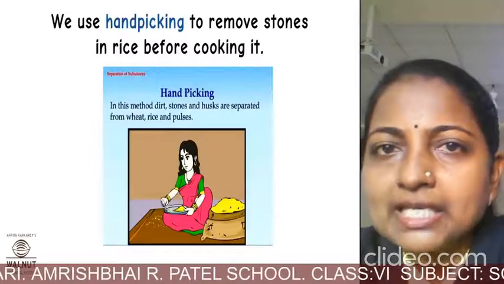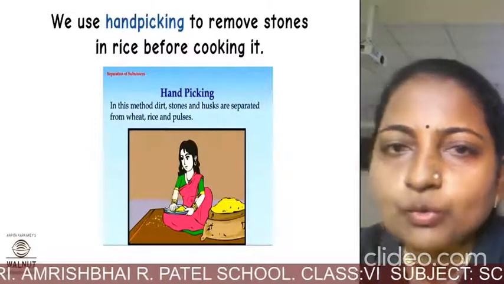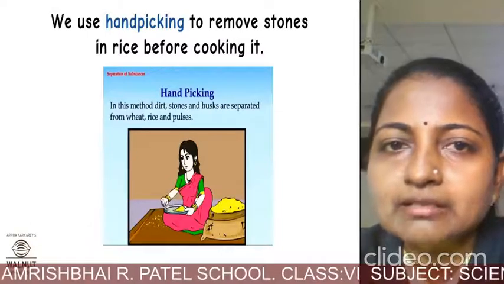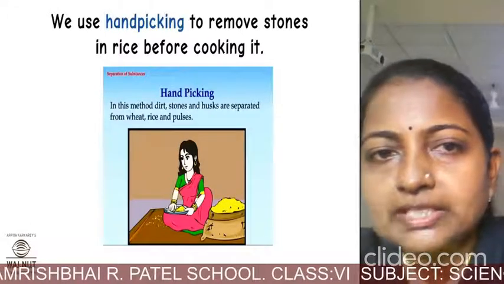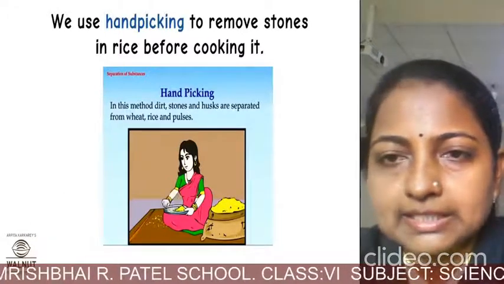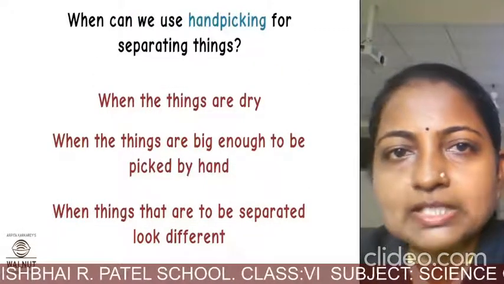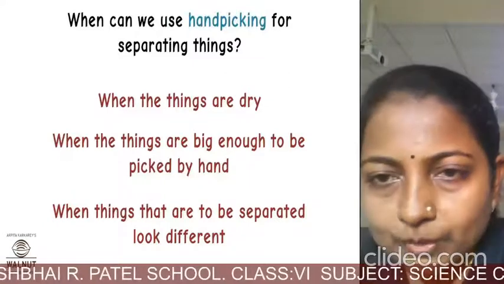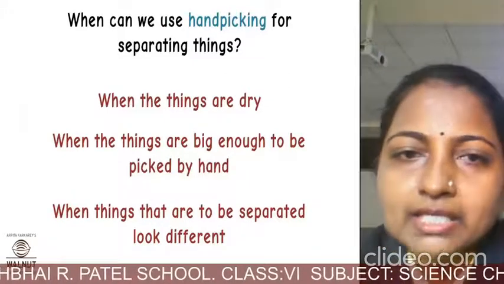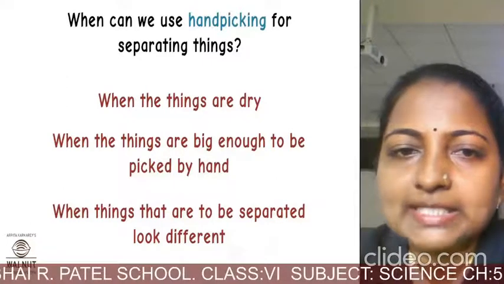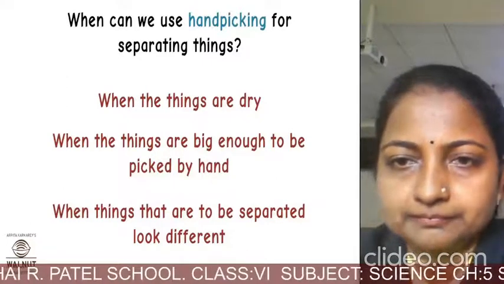We use hand picking to remove stones in rice before cooking it. In this method, stones and husk are separated from the wheat, rice and pulses. We can use hand picking for separating things when the things are dry, when the things are big enough to be picked up by hand, when the things that are to be separated look different.